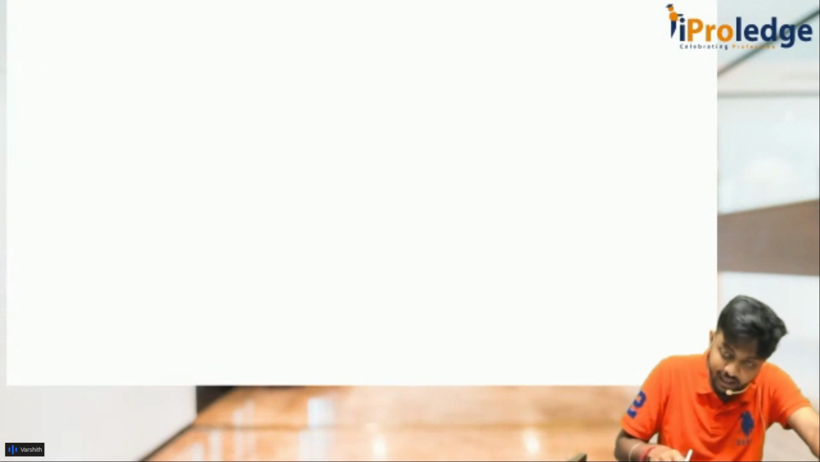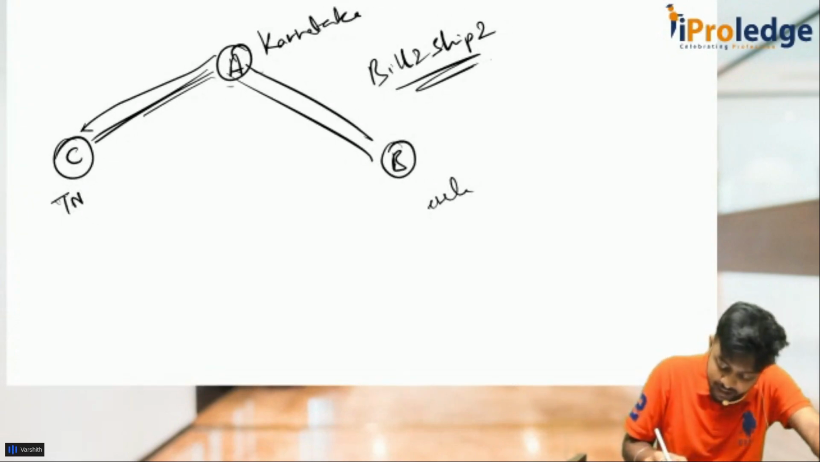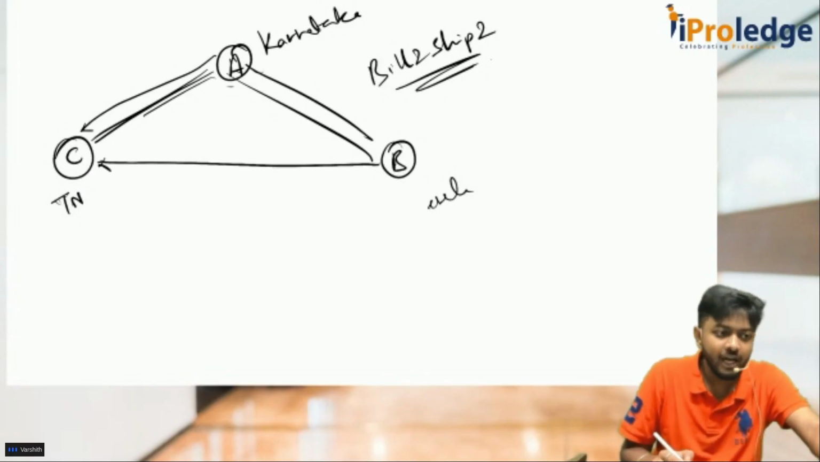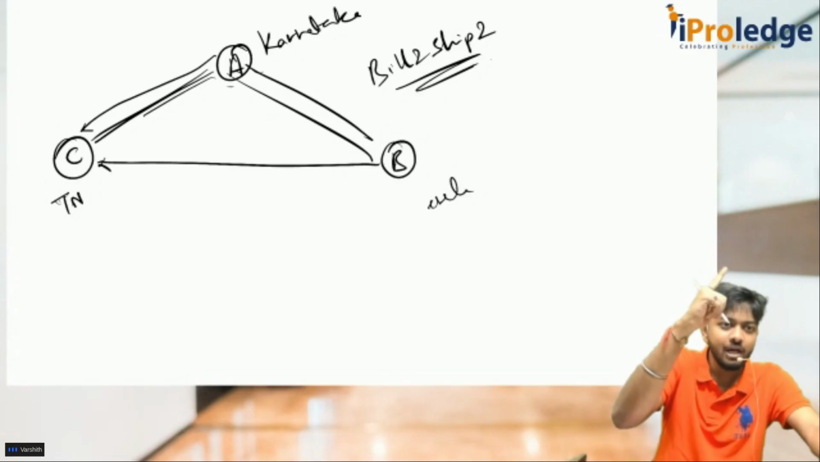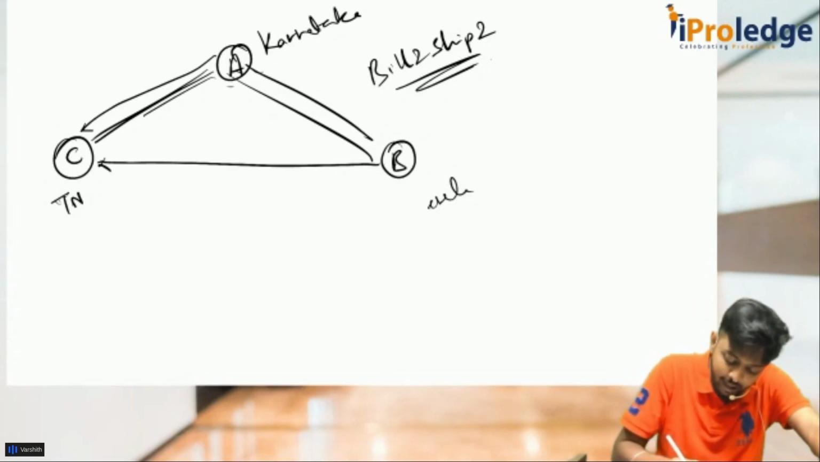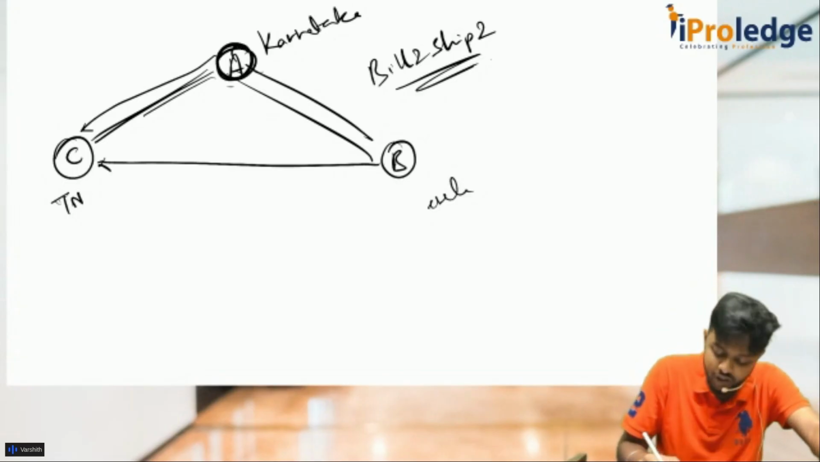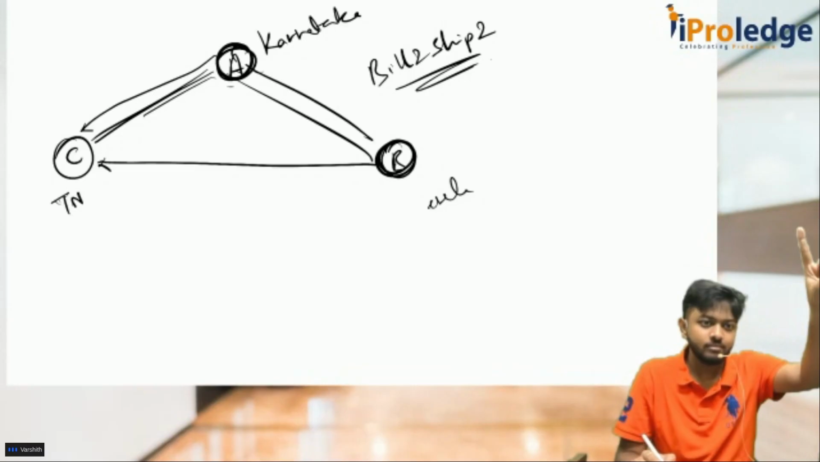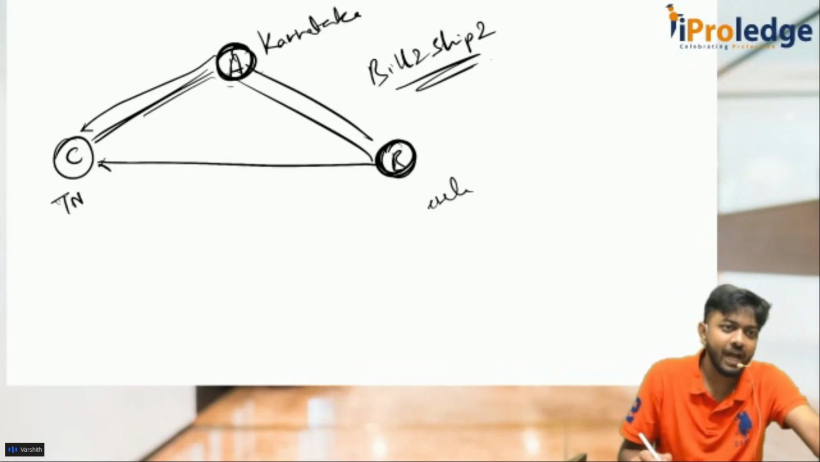So what are they telling? See, goods are being supplied from B to C on behalf of A. So one e-way bill is sufficient. It should be either generated by A or it should be generated by B. Anyone can generate, but one e-way bill is sufficient. Clarified? Any doubts?